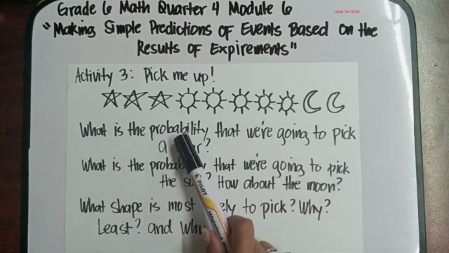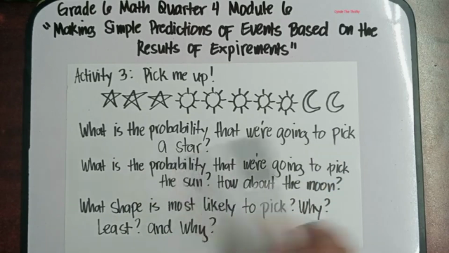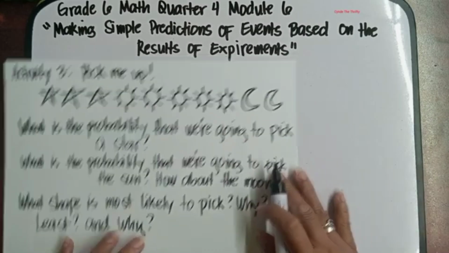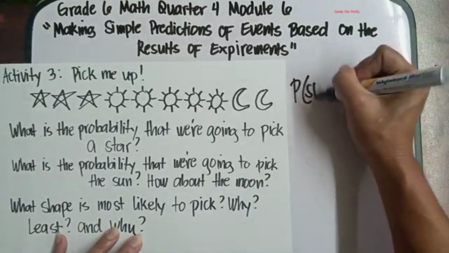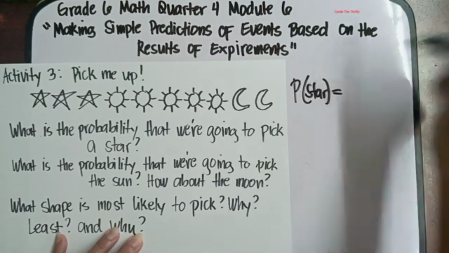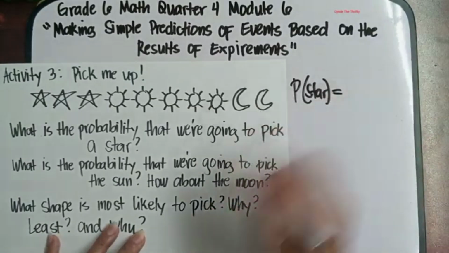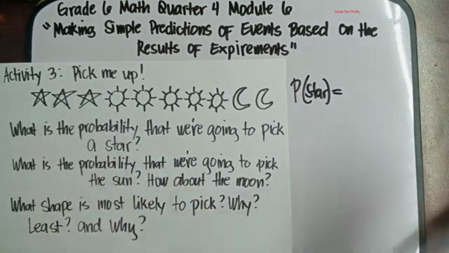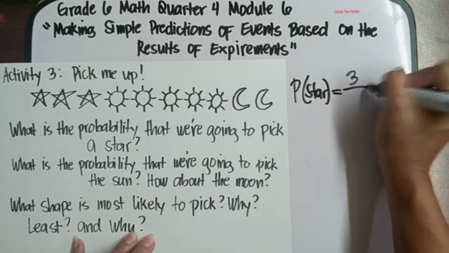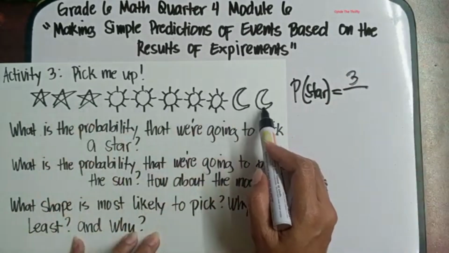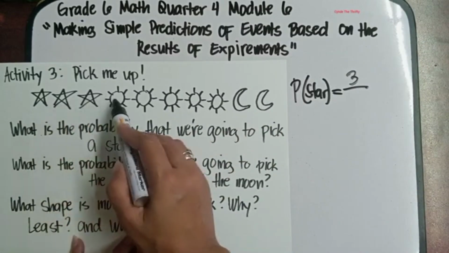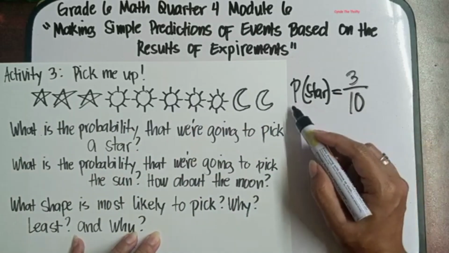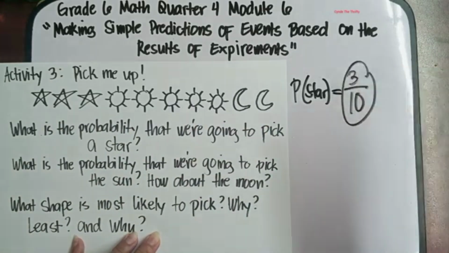What is the probability that we're going to pick a star? So, ano yung probability na makakuha tayo ng star? So, isolve natin siya. Probability star is equal to, ano yung favorable outcomes natin? Ilan yung stars natin? 1, 2, 3. So, ibig sabihin, ang favorable outcome natin is 3 over ilan lahat yung ating pwedeng maging result. 1, 2, 3, 4, 5, 6, 7, 8, 9, 10. So, 10 sila lahat. So, that's why ang probability ng ating star is 3/10.